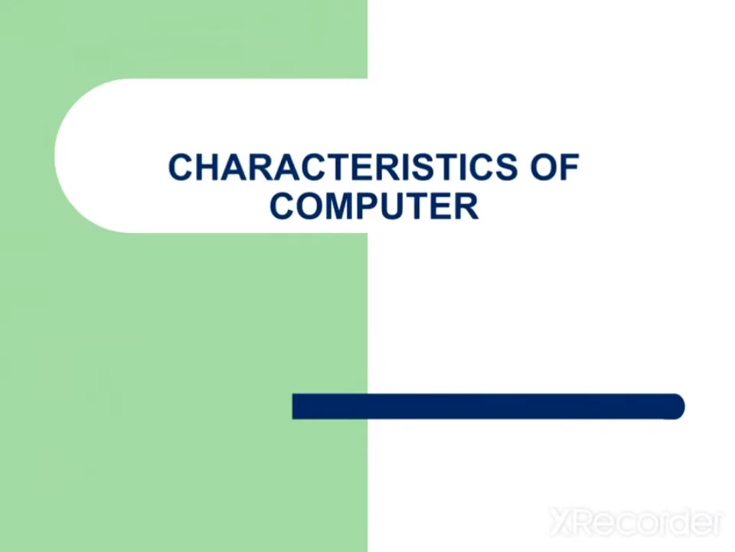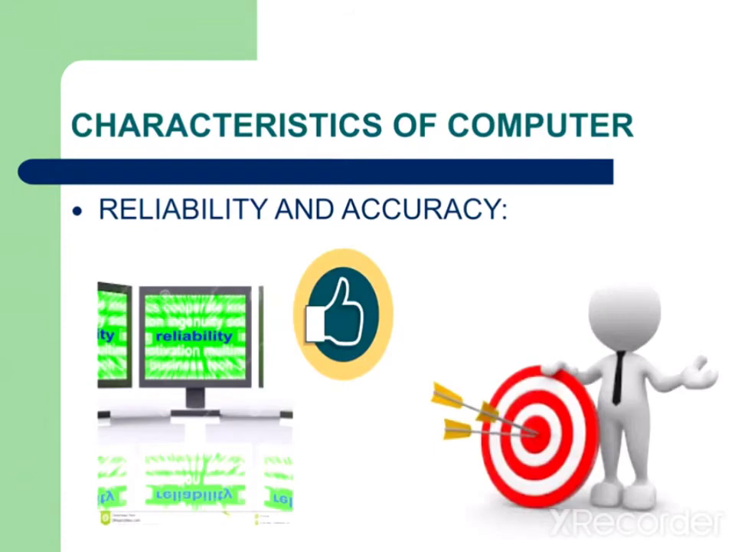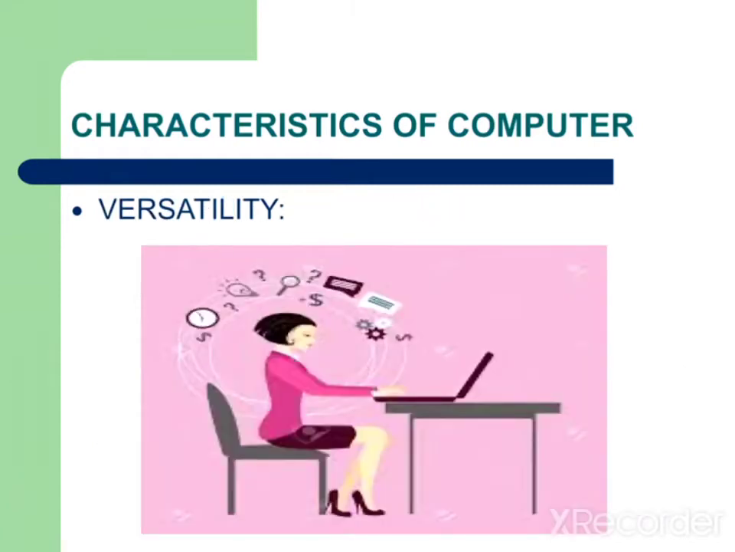Children, let's move to the next topic, which is characteristics of a computer. A computer has very fast speed. It is reliable and accurate. It always gives you the right, the correct answer. A computer can perform a variety of tasks for you. That's why it is called versatile.